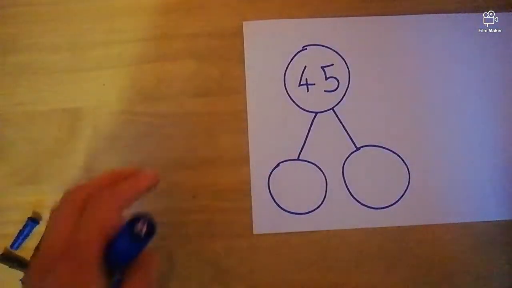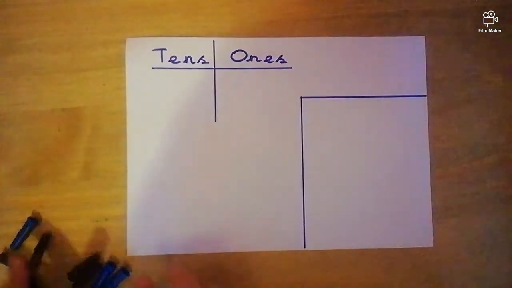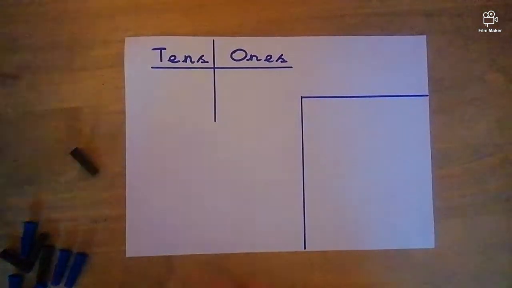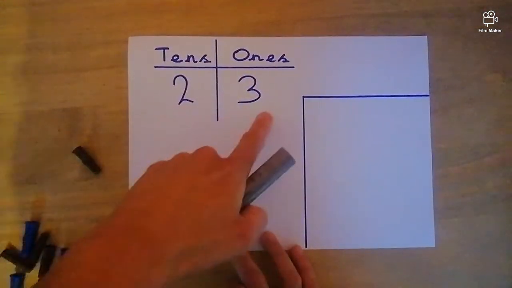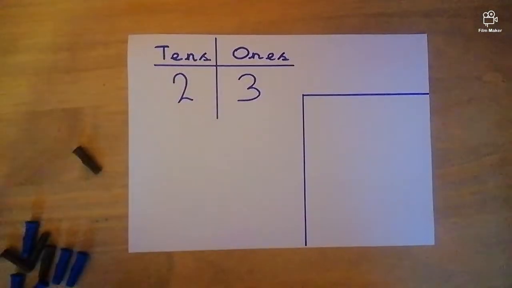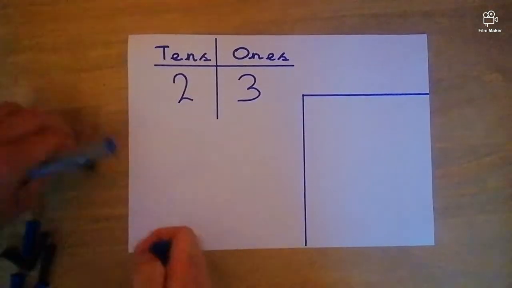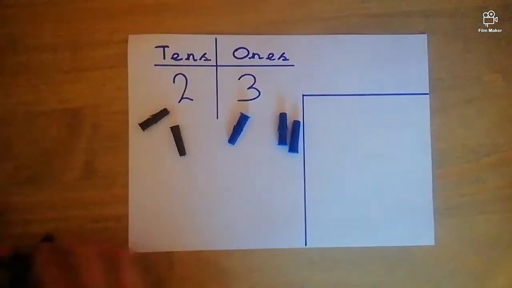Now something else I want to share with you are free number facts that you get with place value. Let's start with a really simple number, shall we? Let's start with this one here, the number 23. We can see that there are 2 tens and 3 ones. Let's represent that with my wall plugs. 2 tens and 3 ones.